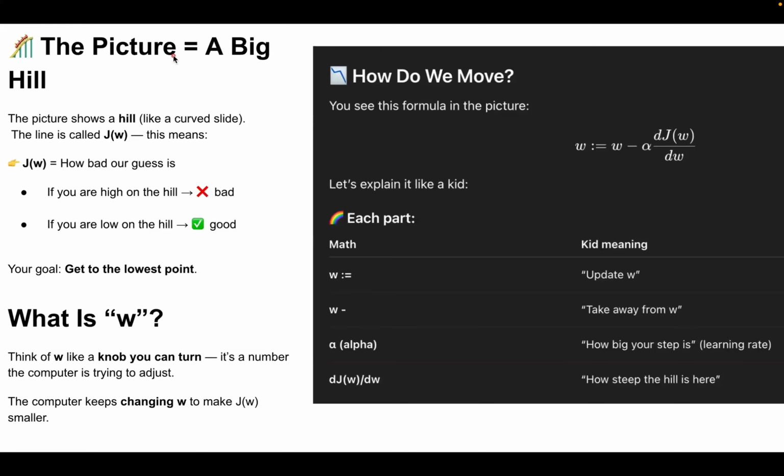Okay, so the last thing. The hill that we're talking about in this line is called J(W). That means how bad our guess is for W. If the hill is high, if we're on the top of the hill, then it's bad. If we're on a low hill, then it's good. We are trying to go down, so your goal is to get to the lowest point. What is W? W is like a knob that we can turn. It's a number that the computer is trying to adjust. The computer keeps changing W to make J(W) smaller.